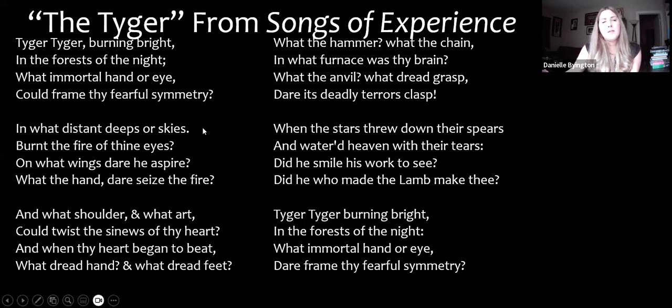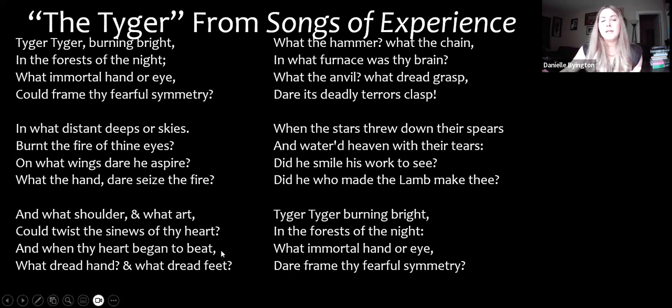So we go from this sort of ethereal space, like "on what wings dare he aspire," of where this tiger is being crafted. And now we're talking about literally making the tiger bit by bit. "And what shoulder and what art could twist the sinews of thy heart." So it's like from the moment that the tiger is being made, we're talking about every little cell in its body and the sinews of its heart.